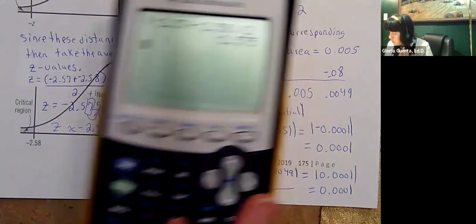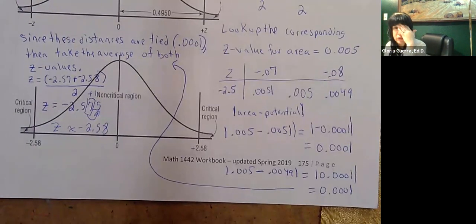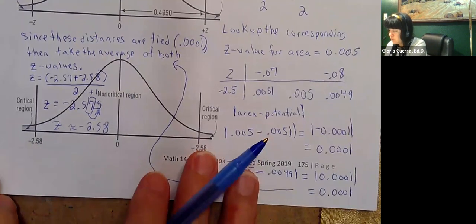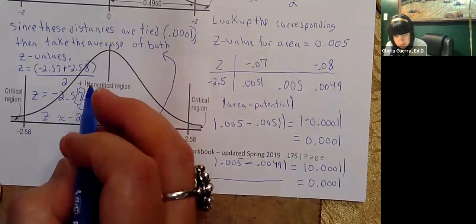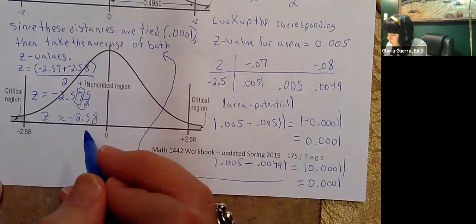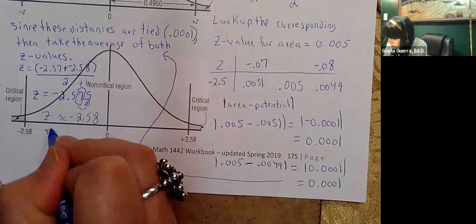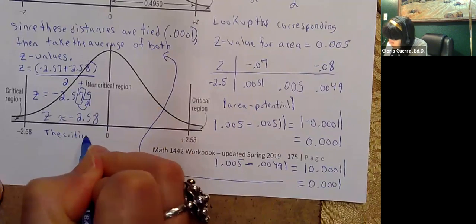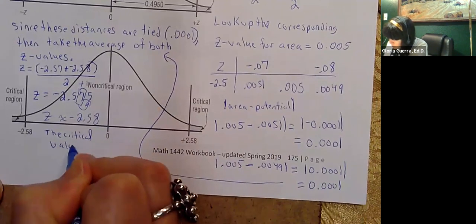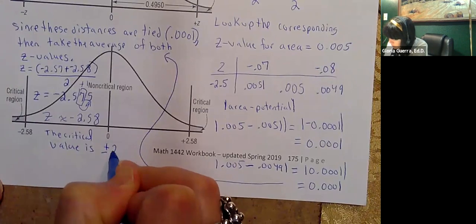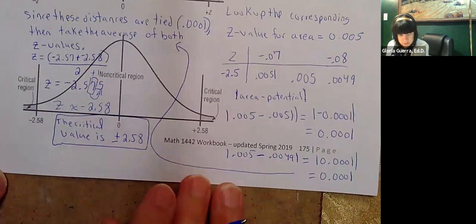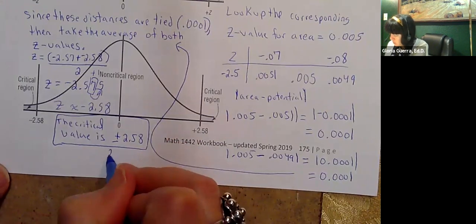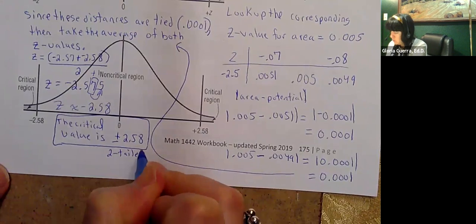And oh, actually, remember, it's two-tailed. Because they said it was two-tailed, we have to have plus or minus. So actually, we're going to have to say that the critical value is plus and minus 2.58. Plus and minus 2.58. And that's because it's two-tailed.